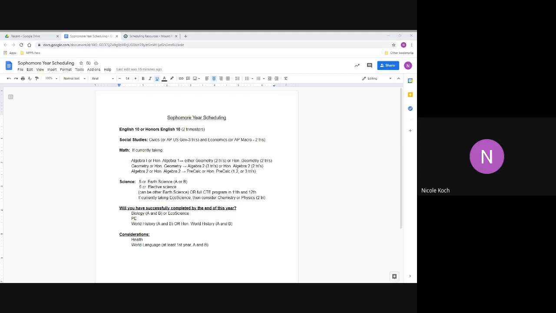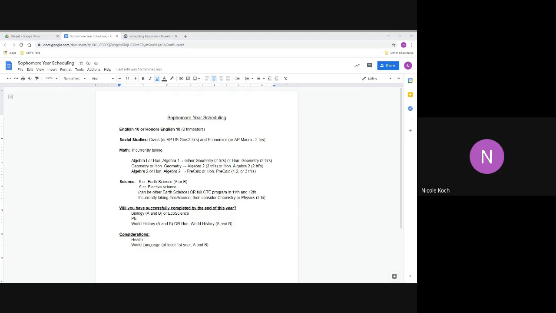Moving on to math. I have it spelled out here for you as far as what you're currently taking and what you should look to take next year. If you're currently in Algebra 1, you're going to move on to Geometry. If you're currently in Honors Algebra 1, you're going to be moving on to Honors Geometry. If you're currently in Geometry or Honors Geometry, you're going to be moving on to Algebra 2 or Honors Algebra 2. If you're currently taking Algebra 2 or Honors Algebra 2, you're going to be moving on to Pre-Calc or Honors Pre-Calc. And you'll notice that after each of those courses, I put down how many tries each one of those takes.